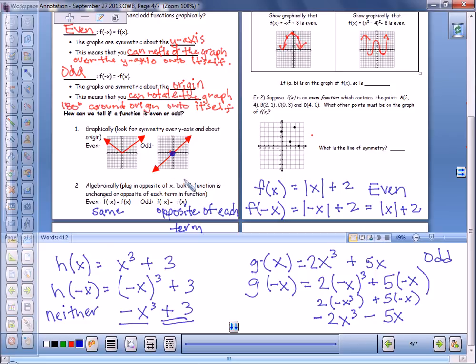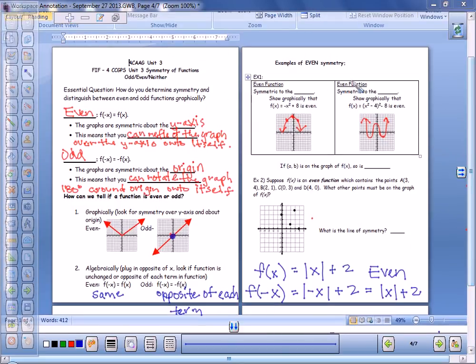Is this the only type of symmetries we'll be using? Yes, or no? Right now. Okay? All right, so let's go back up here. This is even. It is symmetric to what if it's even? The y-axis.